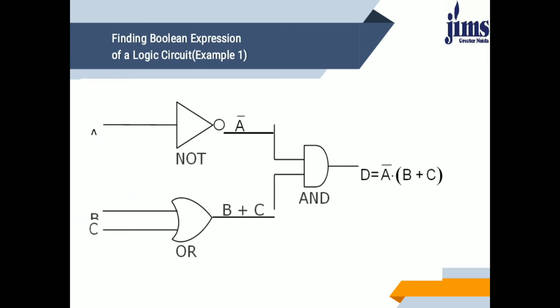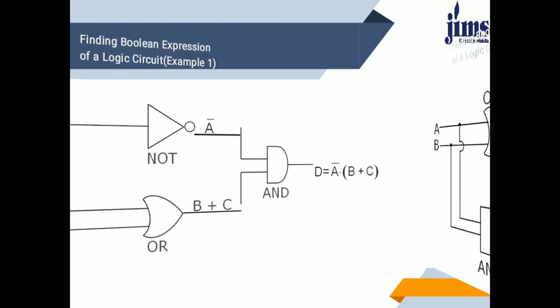So if we want to find the Boolean expression of a logic circuit, just like here, we need to draw that circuit. The output of this NOT gate is A bar, and the output of the OR gate is B plus C. So if we give these as inputs to the AND gate, then what will it be? A bar into (B plus C). So this is the way through which we can derive the Boolean expression of a logic circuit.